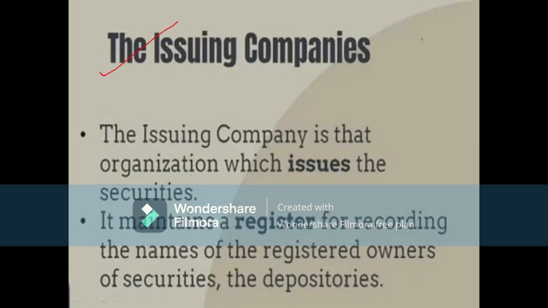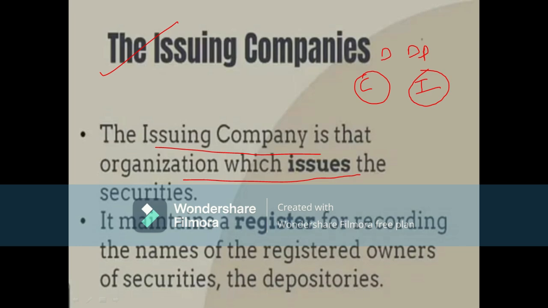And the issuing company. So what is the issuing company? The issuing company is the organization which issues securities. As I said before, the company will be there, the depository, the depository participant, and the investor. The company is the organization which issues securities, and the investor is the person who buys those securities.